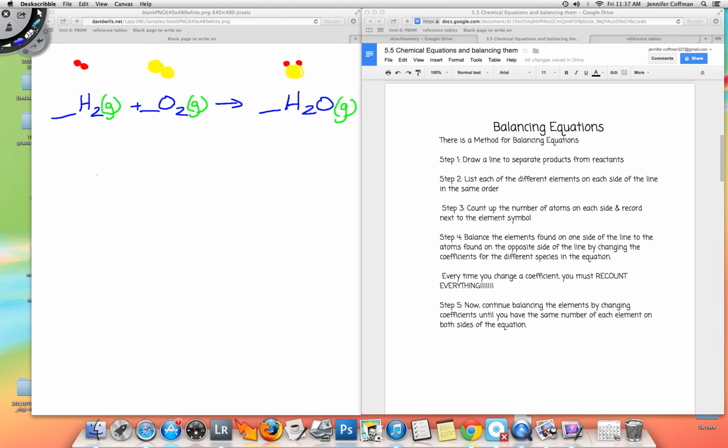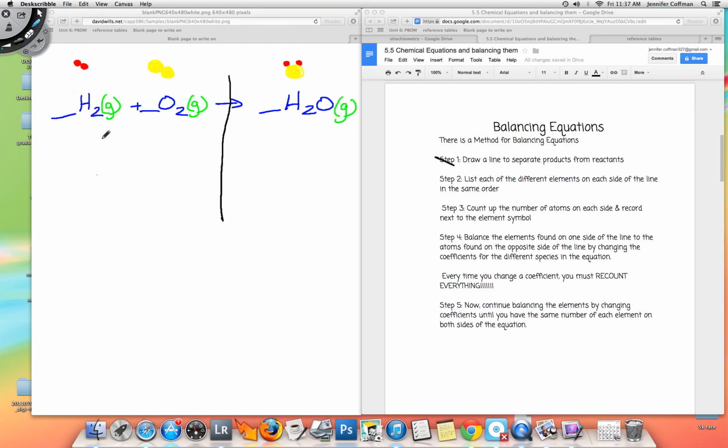Alright, let's take it step by step so that we can show you how this works. We're going to do a bunch of these. We've got step 1, draw a line to separate the products from the reactants. A nice straight line. Not too straight, but you can do a better job when you're not drawing on the computer. So we've got a straight line that separates the products from the reactants. That's step 1. Done.